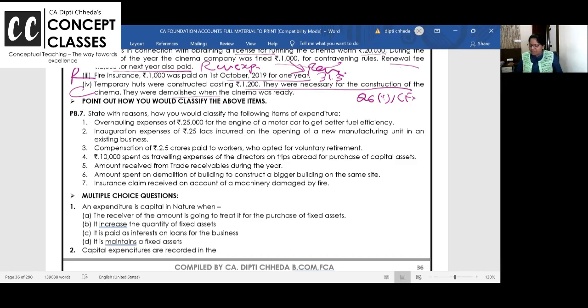Overhauling expense of 25,000 for the engine of a motor car to get better efficiency. If you do some major repairs wherein the efficiency is going to increase, capitalize it in the books.